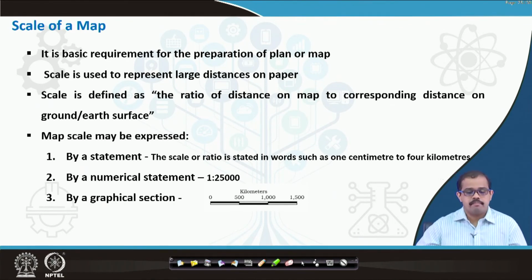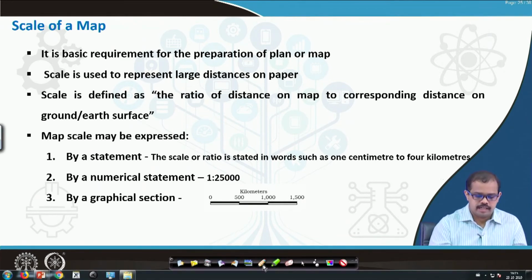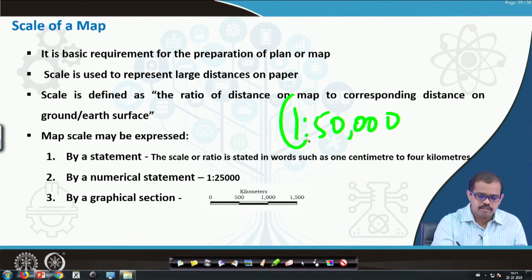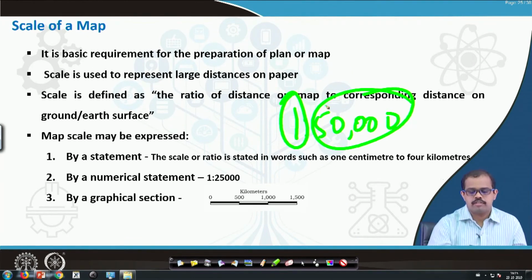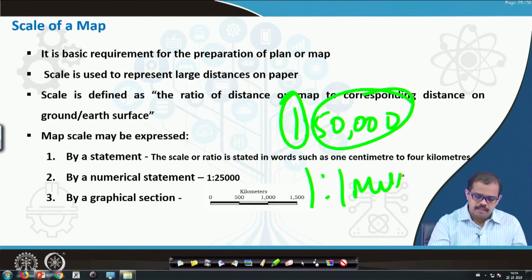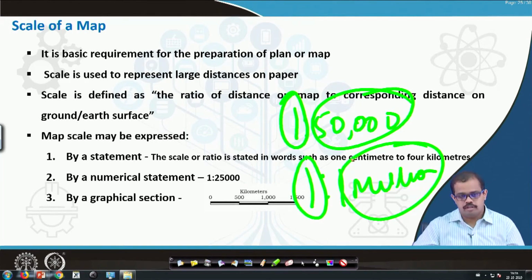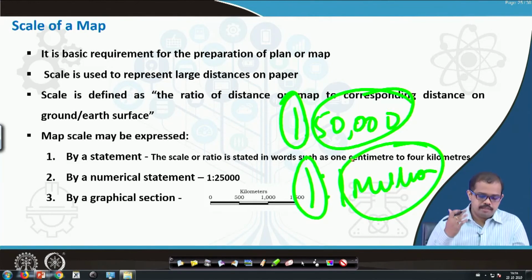So, scale is used to represent large distances on the paper. Scale is defined as the ratio of distance on a map to the corresponding distance on the ground, that I have already said. If I am representing, let's say, a 1 is to 50,000 map, it means to say that 1 unit on the map is 50,000 units on the ground. Okay, if I represent a 1 is to 1 million map, it means to say that 1 unit on the map is 1 million units on the ground. Okay, so keep this in mind.